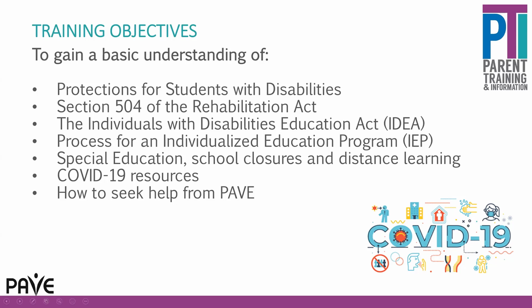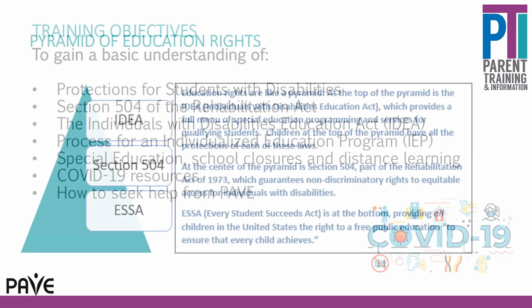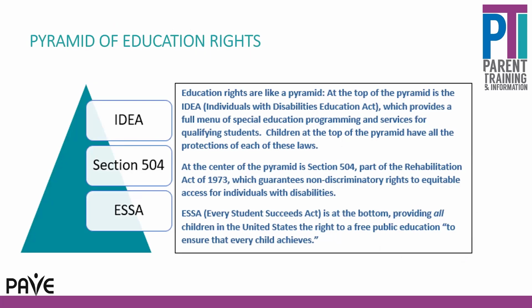Next slide, please. So education rights are like a pyramid, and children who qualify at the top of the pyramid have all of these protections. At the bottom of our educational rights pyramid is ESSA, which stands for Every Student Succeeds Act. ESSA provides for a free public education to ensure that every child achieves. In the middle is the Rehabilitation Act, which includes Section 504. This law provides civil rights protections for individuals with identified disabilities throughout the lifespan.